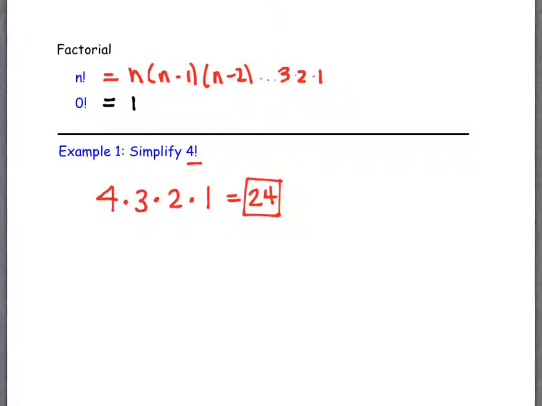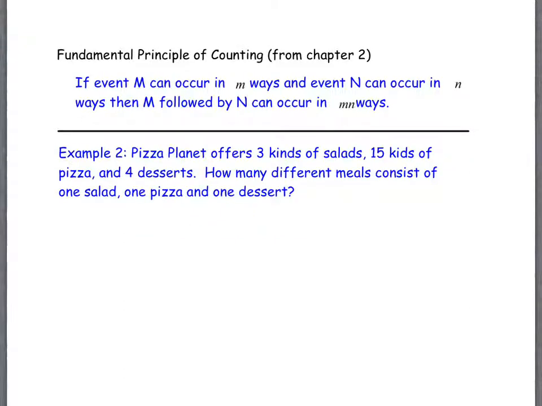All right, now I mentioned this a couple of times when we were looking at homework: the fundamental principle of counting, and it is from Chapter 2 of your textbook. The fundamental principle of counting says the following. If you have an event m that can occur in m ways, and an event n can occur in n ways, then m followed by n can occur in m times n ways. It sounds sort of funny, but it's a very straightforward idea.